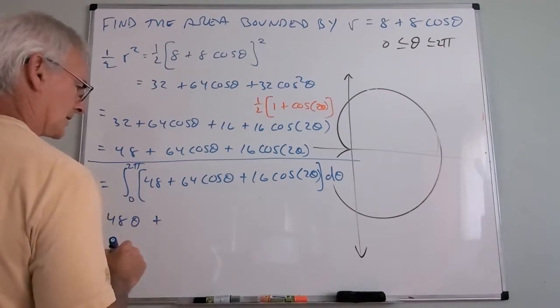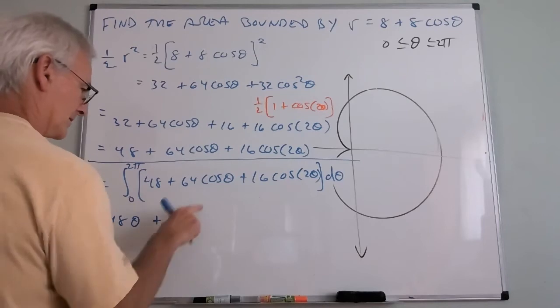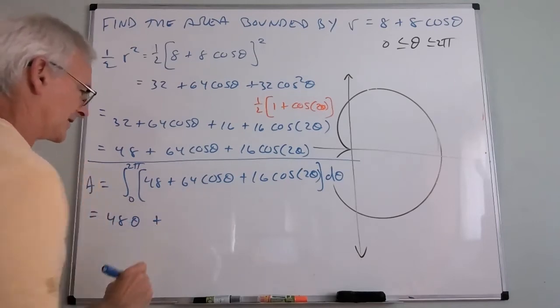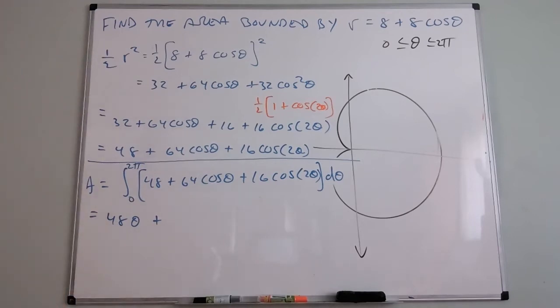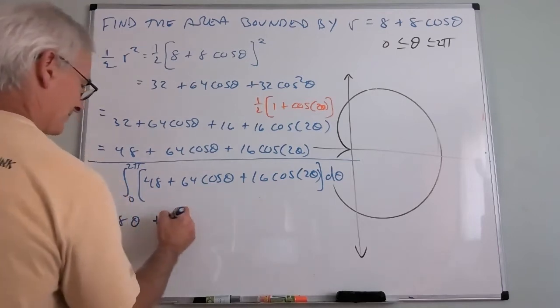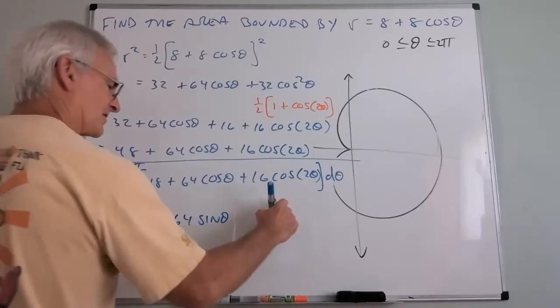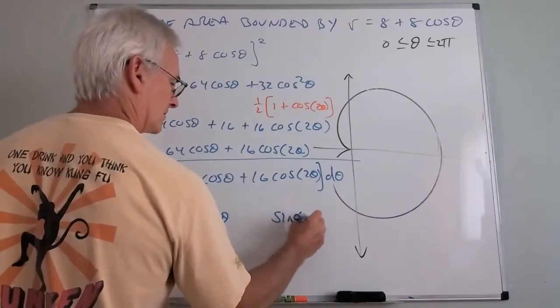64 cos theta. You're thinking of that one. I don't think you guys have had enough caffeine today. Oh, it's negative. 64 sine theta. Just 64 sine theta, yeah. And then the last one's going to be sine 2 theta.